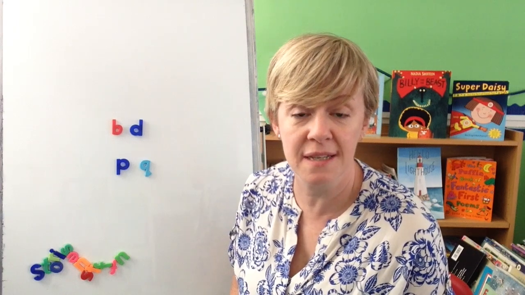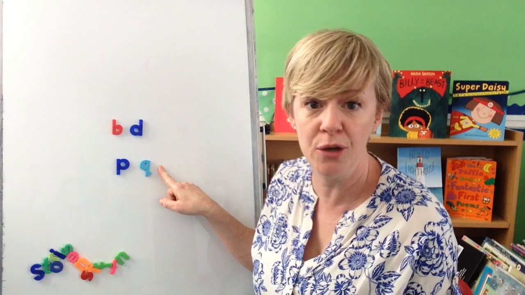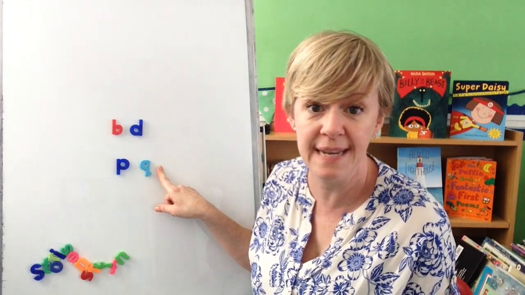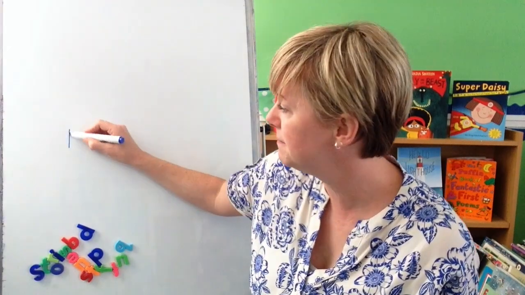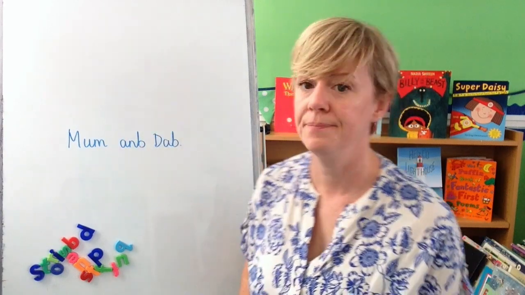A letter confusion is where children muddle two letters that look very similar. The most common are B and D, P and Q, but you can find it with other letters like I and J or F and T. The result can be a right old muddle like this. But where do these confusions come from?